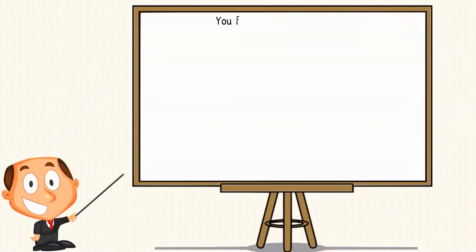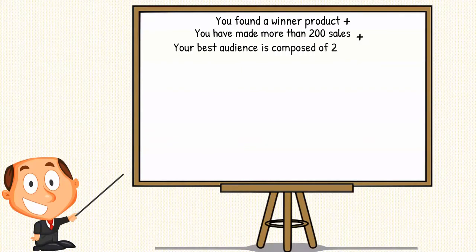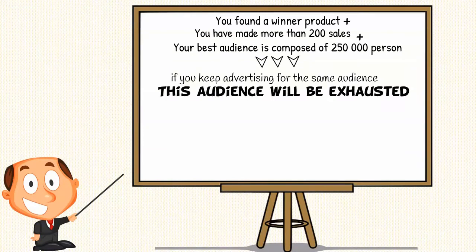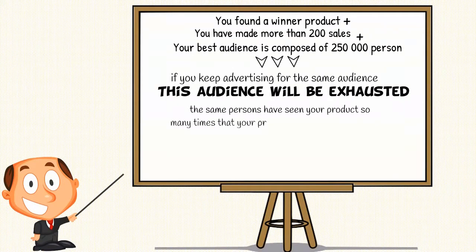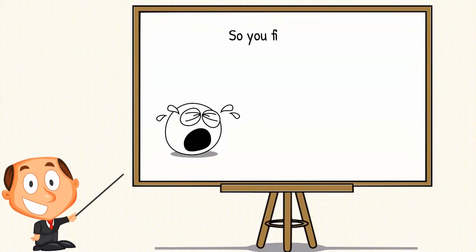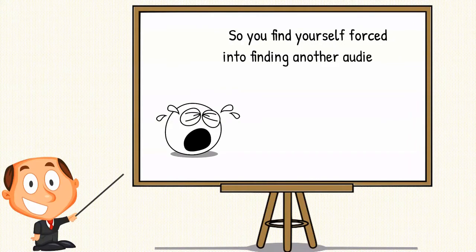Imagine that you have found a winner product and you have made more than 200 sales, and your best audience is composed of 250,000 persons. After a certain extent, if you keep advertising for the same audience, this audience will be exhausted. The same persons have seen your product so many times that your product became boring for them. Your CTR will go down and your CPM will go high.